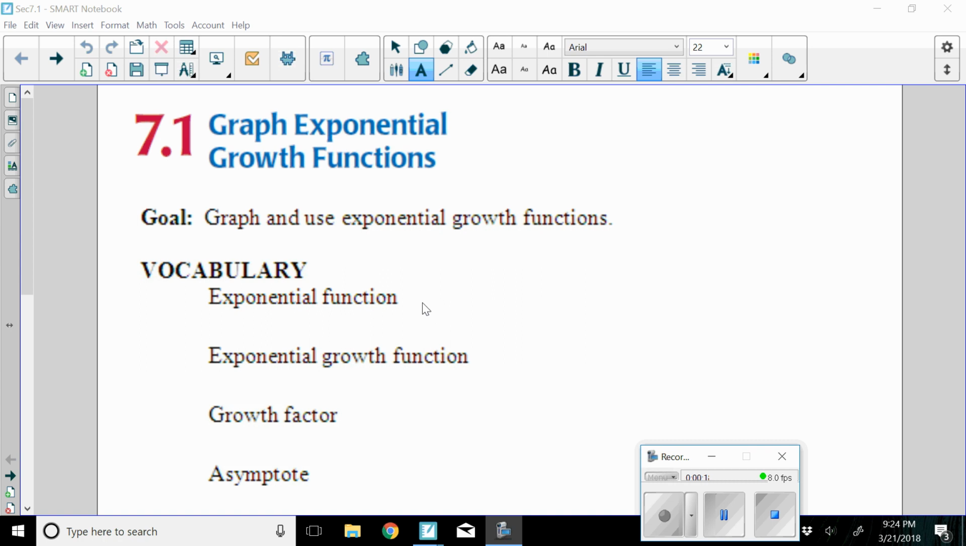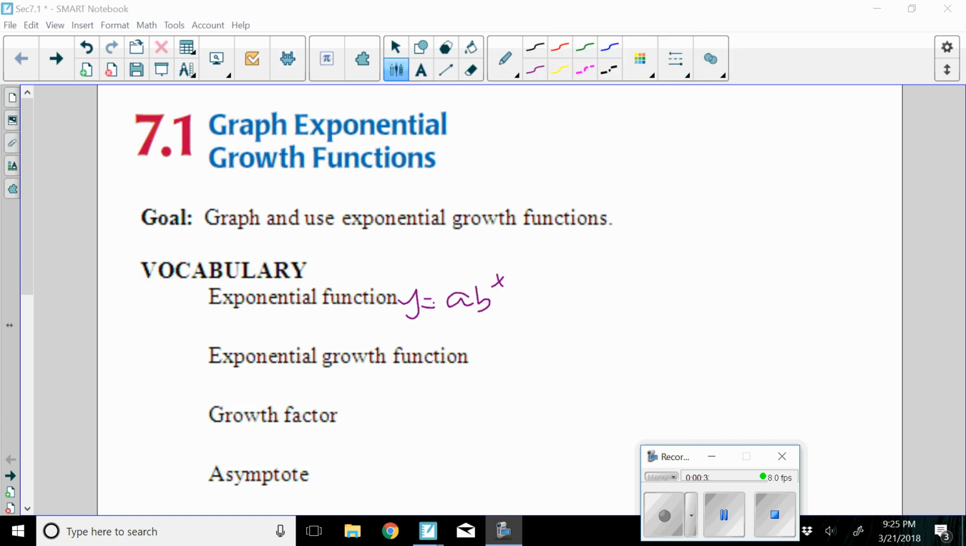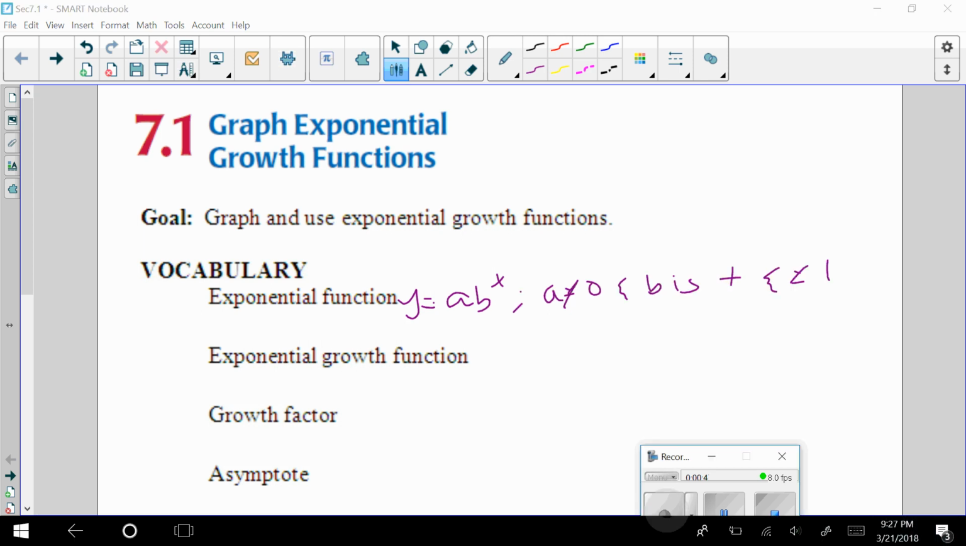So we have a few key vocab terms. The first is an exponential function, and we've defined this before, but it's a function in the form y equals a times b to the x power. And a stipulation is that a does not equal 0, and that b is a positive number that is not equal to 1.